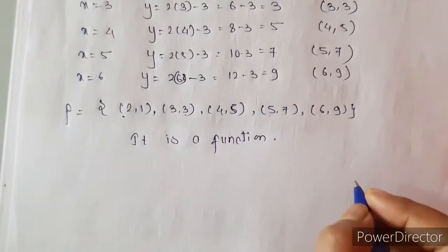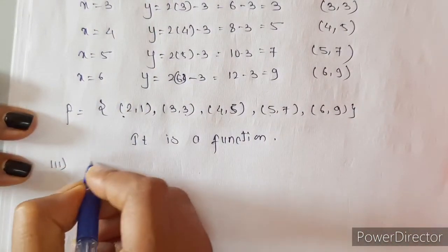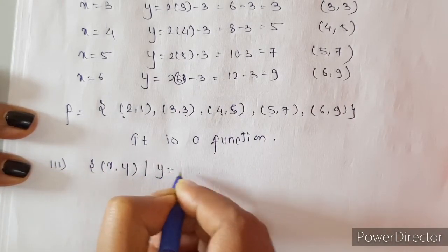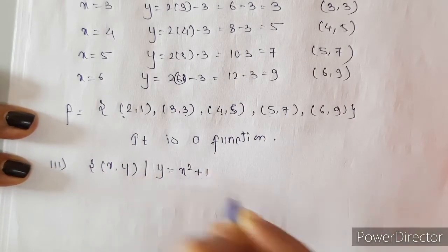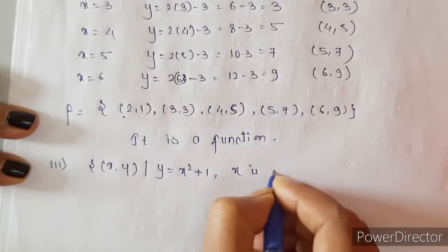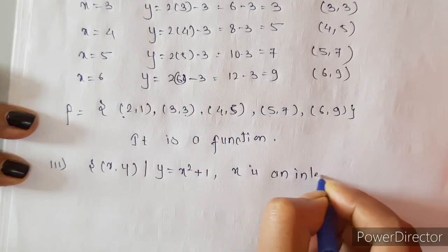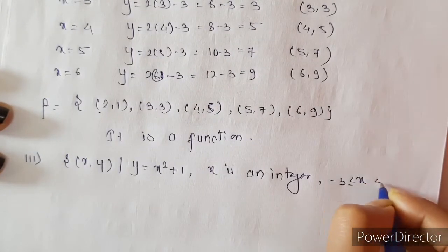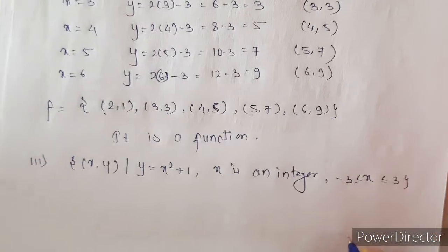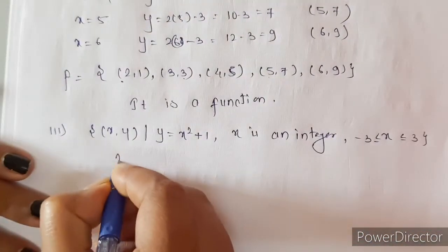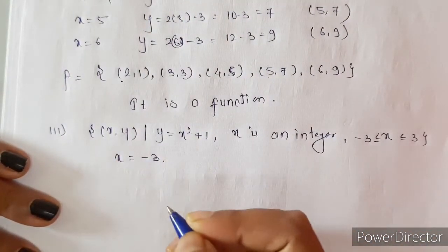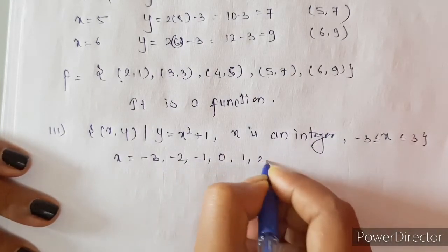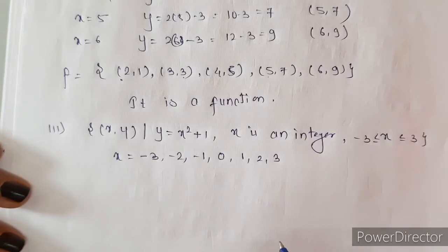Now the last one. Let me copy the question first. The relation is the set of all (x, y) such that y equals x square plus 1, where x is an integer and x lies between minus 3 and plus 3. So what will be our values of x? It starts from minus 3, minus 2, minus 1, 0, 1, 2 and 3. So these are the values of x.